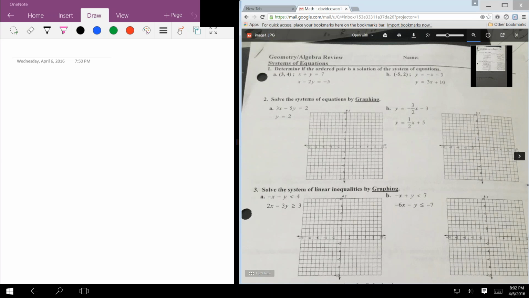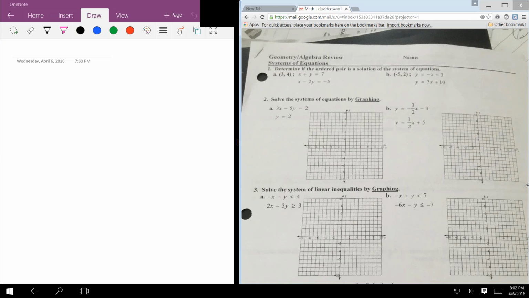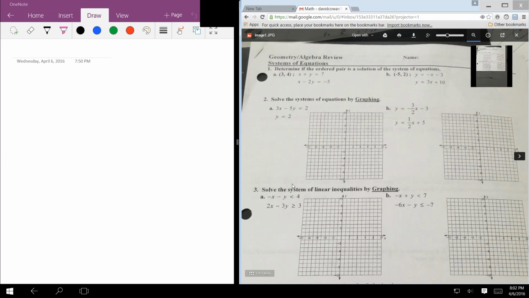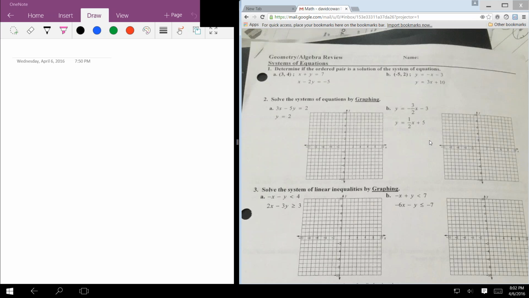Does this stuff look familiar? It does. We're working on inequalities right now, but this is where we're going to be starting. Number three is inequalities. Cool. If you have some inequality problems you'd like to read to me, I'd be happy to write them and we can solve them.